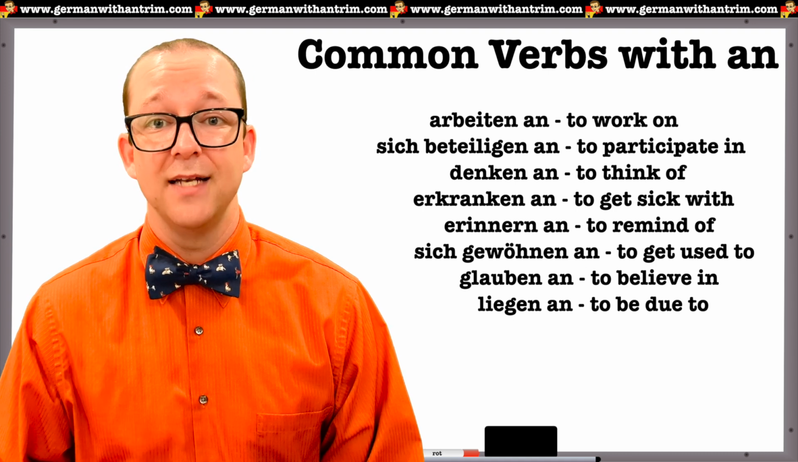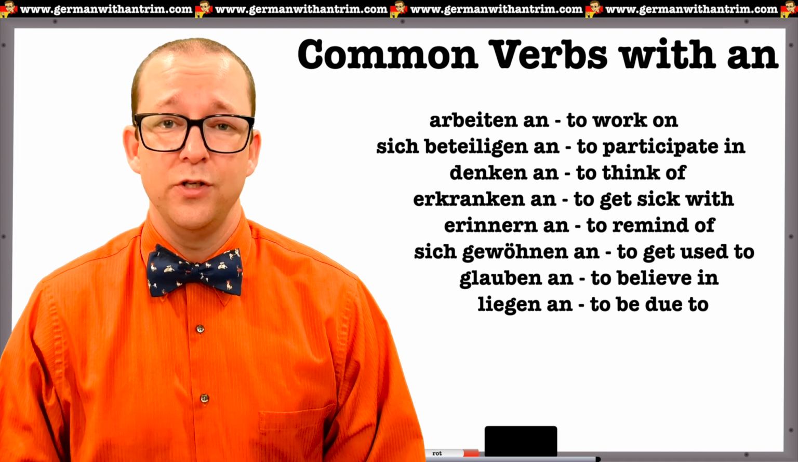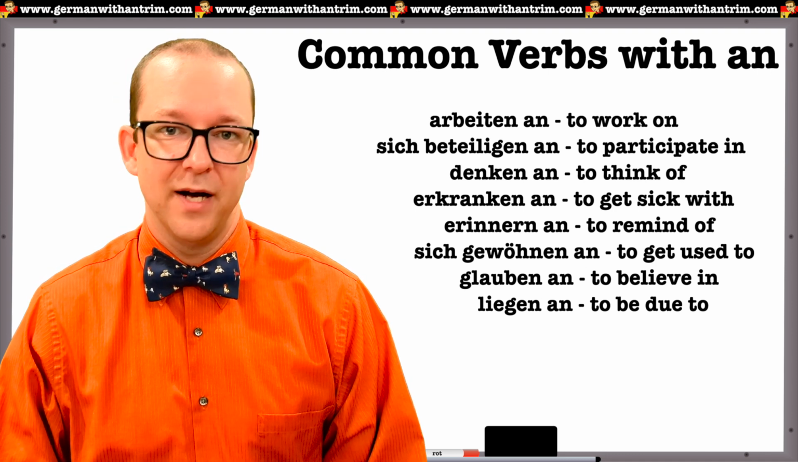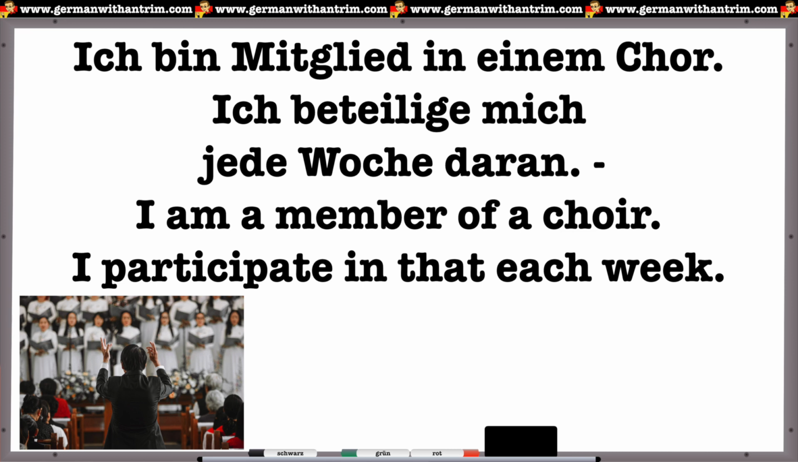The preposition an is incredibly common in those so-called verbs with fixed prepositions. You can use each of these with da or wo compounds. For example, woran arbeitest du gerade? What are you currently working on? Ich bin Mitglied in einem Chor. Ich beteilige mich jede Woche daran. I am a member of a choir. I participate in that each week.